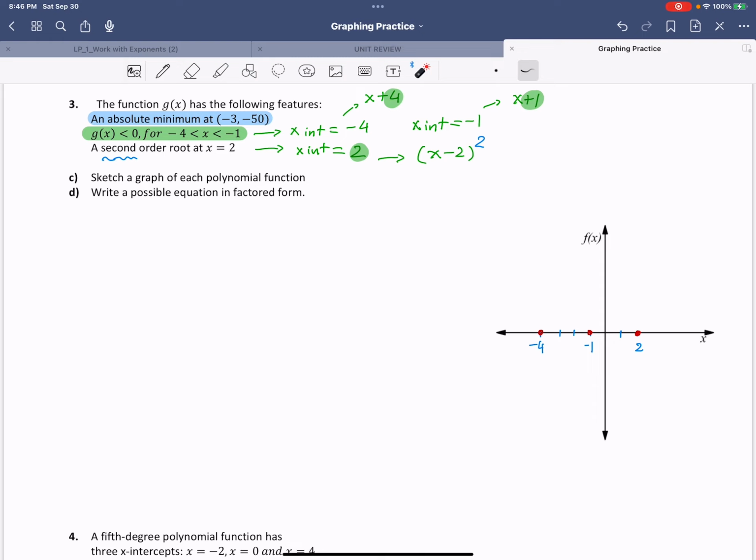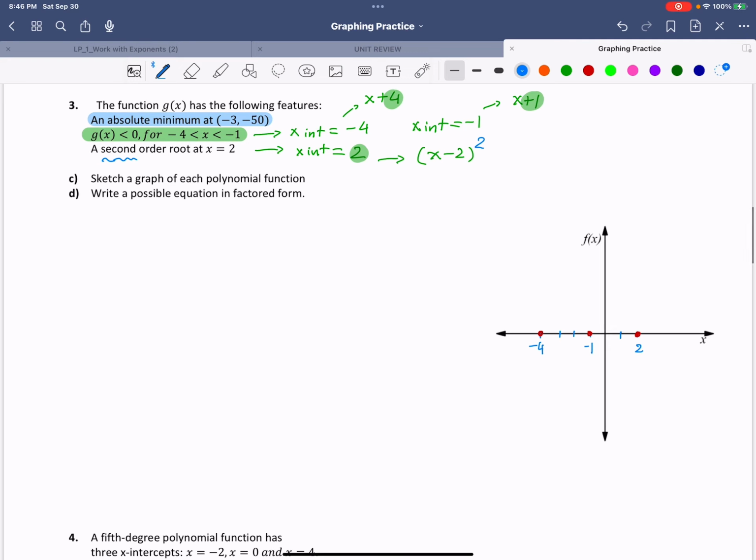We are not told what the order of these other intercepts are, because sometimes it may turn into other shapes like inflection points. But because we are only given one interval where the function is negative, from -4 to -1, we'll keep these roots as first order roots for now. So it has a minimum at (-3, -50). We'll make that clear here. So at -3, negative 50, we're going to have the graph passing through this point.